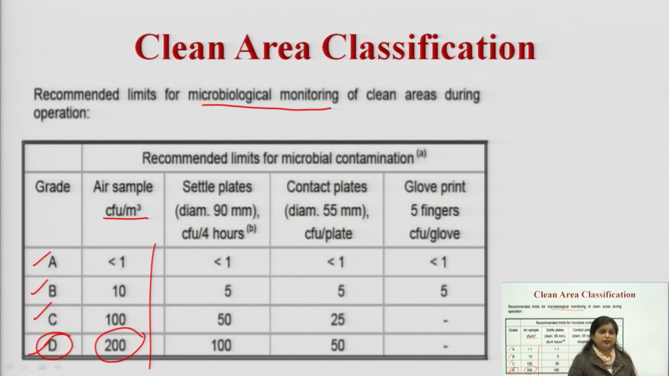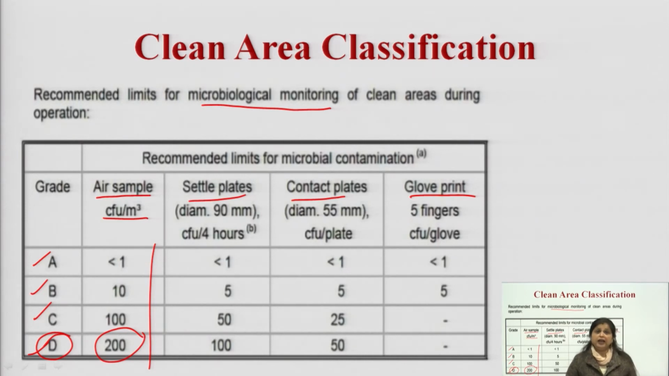Now, how can we go for that? We have to go for different techniques. There are air sampling techniques, settle plate methods, contact plate methods, and glove printing methods. There are various methods by which we can collect the samples. That sample may be an air sample or a surface sample, to see how many microorganisms are there on the surface and how many are there in the air. So, various techniques can be followed, like settle plate, contact plate or glove print.